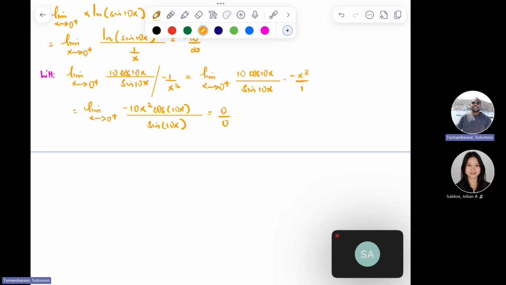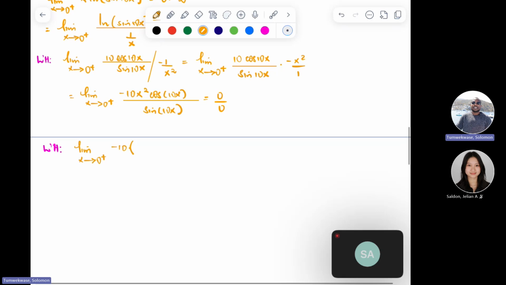So I'll take L'Hopital's rule the second time, and when I take the L'Hopital's rule for the second time, I'll have the limit as x approaches 0 from the right. We need to take the derivative of this numerator, that is by product rule. I hope you can see that. So negative 10 is just a constant, so I can leave it the way it is. So take the derivative of x squared cosine 10x.